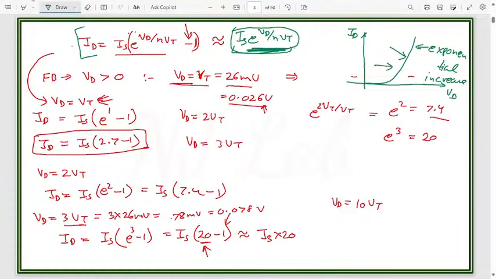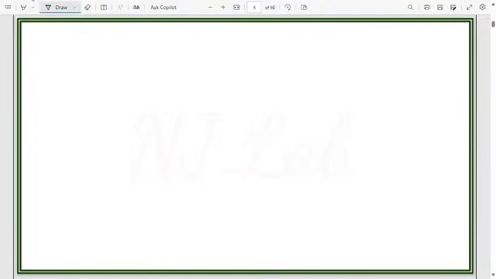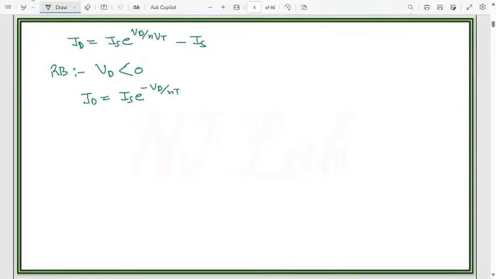Now similarly we will look at this equation for the reverse bias. For the reverse bias, again if I write the Shockley equation, it is Is e power Vd upon neta Vt minus Is, right? Now over here, since we are going to provide the reverse bias, Vd is less than 0. Since it is less than 0, our equation can be written as Id equals Is e power minus Vd upon neta Vt, because whatever voltage we are going to provide will be in minus.